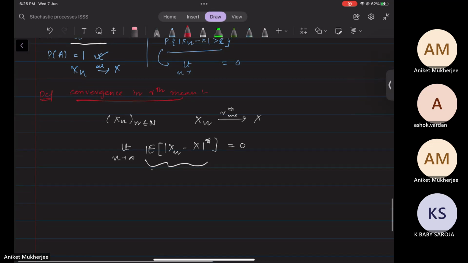Next, the weakest of them all is the definition of convergence in distribution.